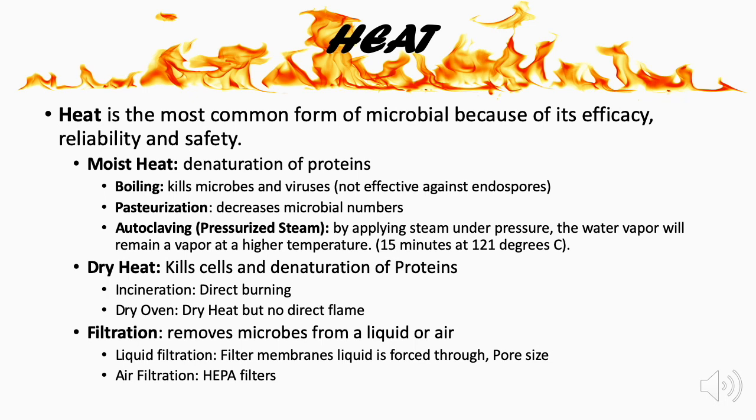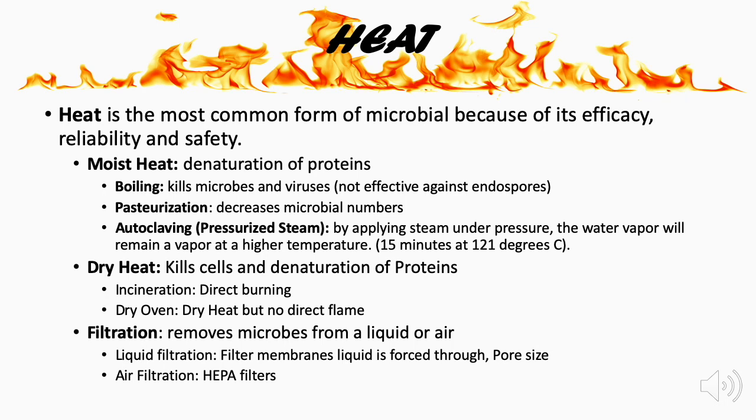Moist heat includes boiling, pasteurization, and autoclaving. Autoclaving is steam under pressure. It's a big giant pressure cooker. And the point in autoclaving, like you saw in the video I showed earlier, is that you have to make sure that everything comes into contact with the steam. So it's important.